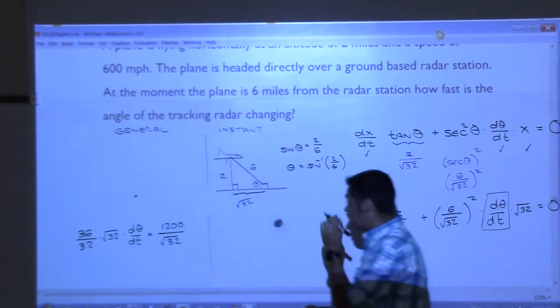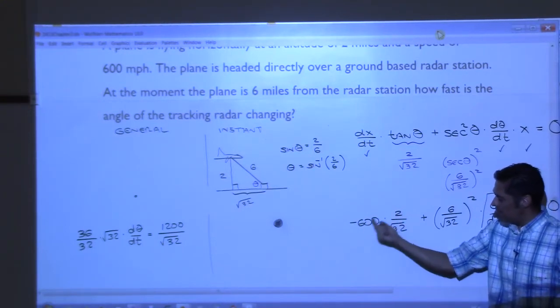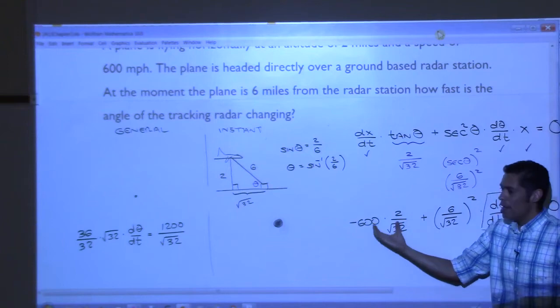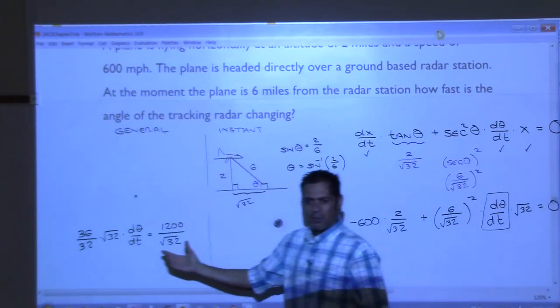Okay, so all I did there, this right here, the 2 and the negative 600 is negative 1200 over root 32. Then I moved the whole thing to the other side, which made it positive. Right? I squared these two things. If I square this, I get 36. If I square that, the root goes away, right? And then I had a root 32 here, so I just slid it out here next to this. So do y'all see where this all comes from?